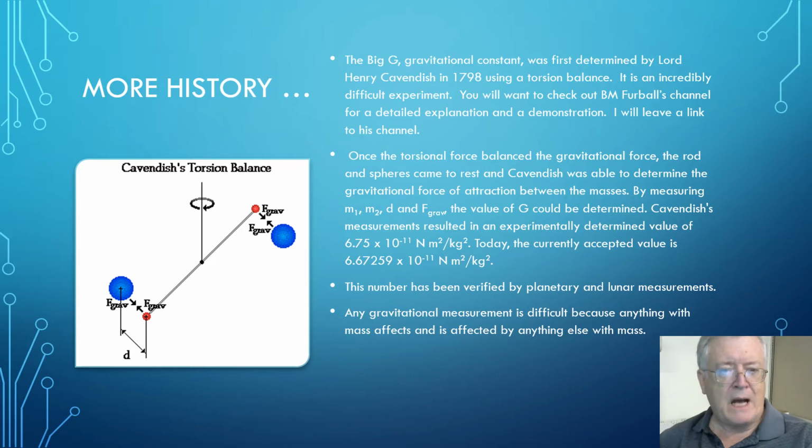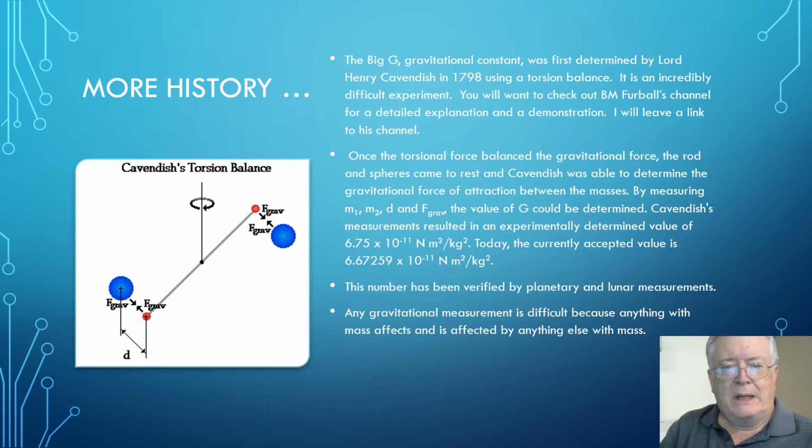I know that's a tiny number, but that's part of the equation. Today, in 2020, the currently accepted value is 6.67 times 10 to the minus 11. So he was pretty darn close. This number has been verified by planetary and lunar measurements. They've worked on that, shown how it works.